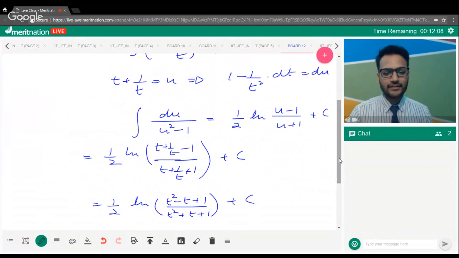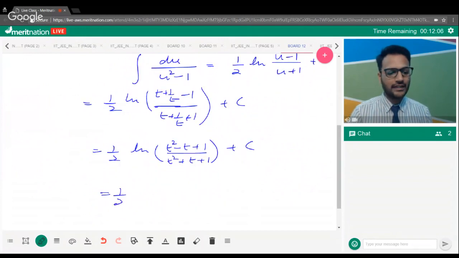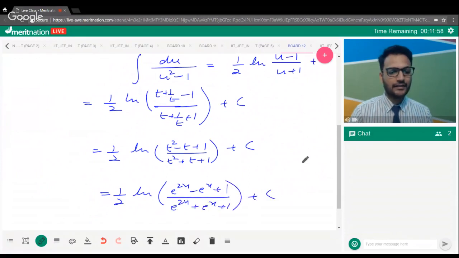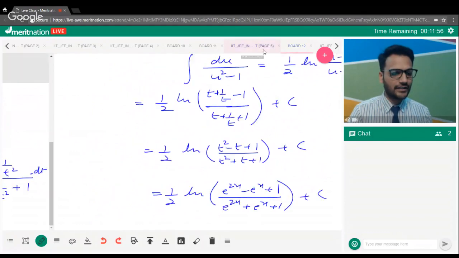And then eventually we'll substitute t. t was assumed to be e to the power x. So the answer to the question turns out to be e to the power 2x minus e to the power x plus 1 upon e to the power 2x plus e to the power x plus 1 plus c. So you're going to have your answer over here.